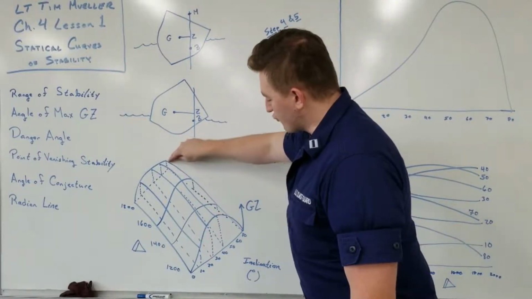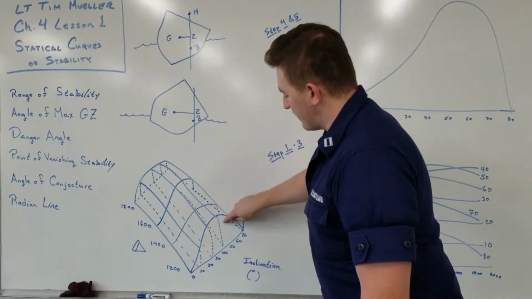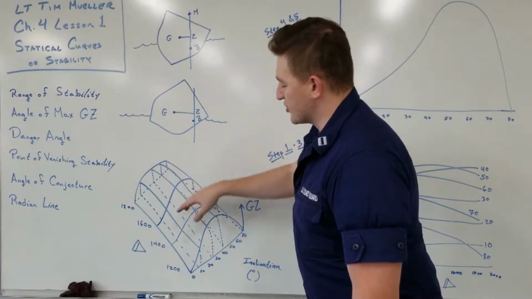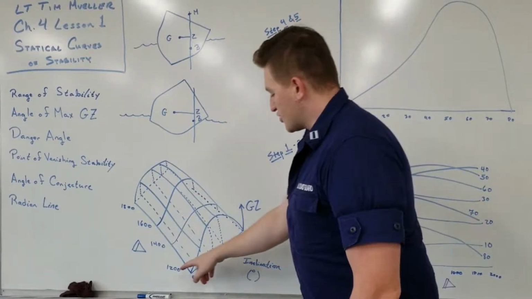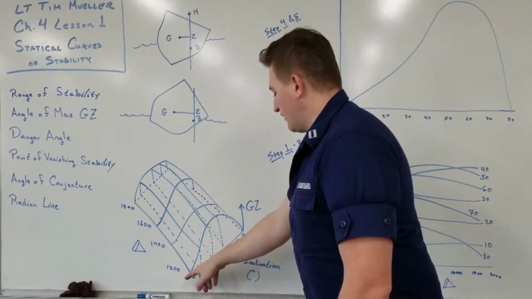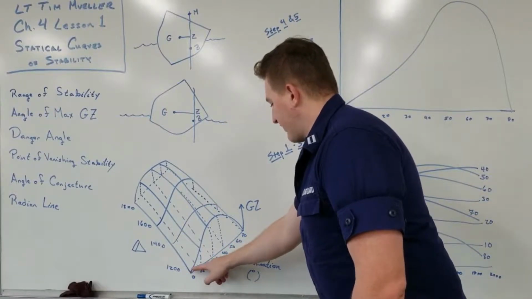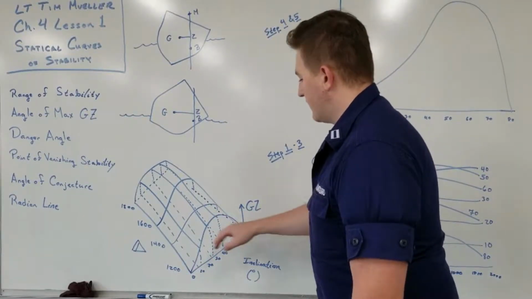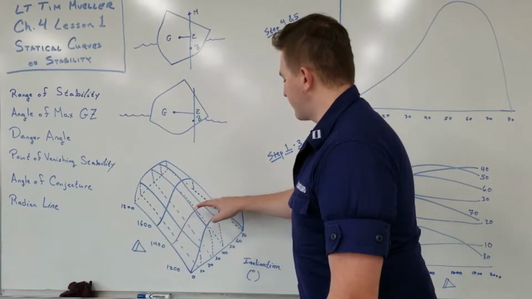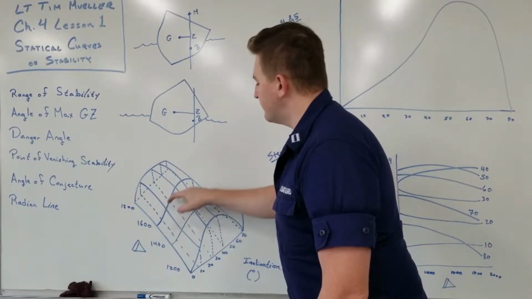And they go across the different statical curves of stability for a ship at a certain displacement. So a ship at, we'll say, 1,200 long tons is going to have a curve that looks like this. One at 1,400 is going to have one like this. 16 and 18, and so on and so forth.